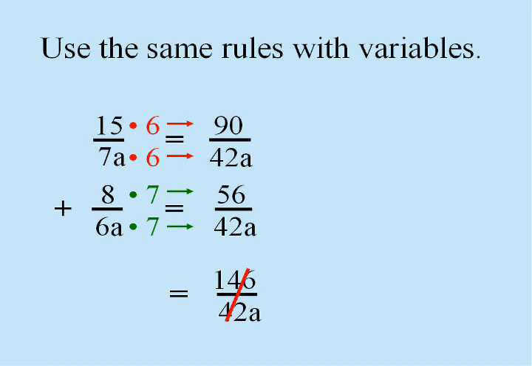If you properly reduce this fraction, you get 73 over 21a. Don't forget to reduce or we'll mark it partially wrong. Excellent. And that's the answer.